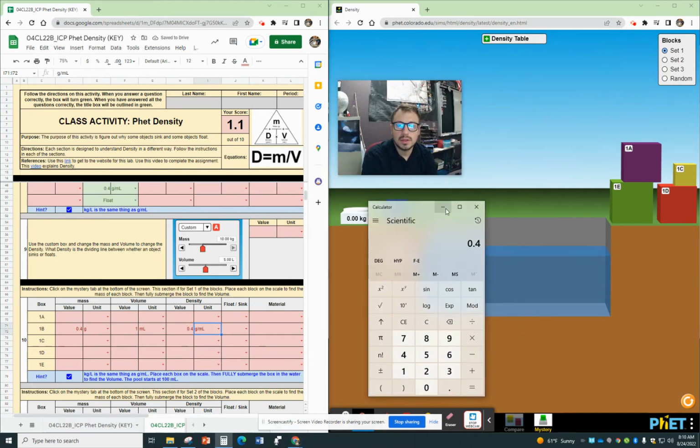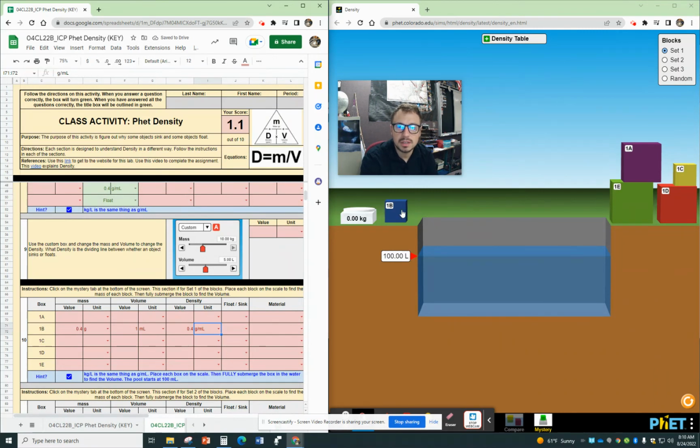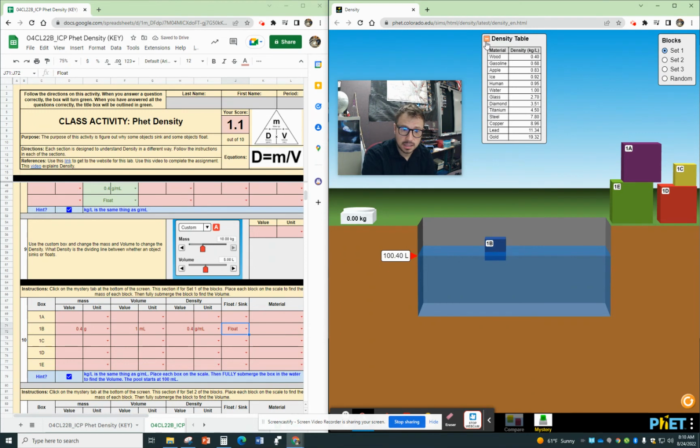Then you have to determine whether it floats or sinks. That one's fairly easy. You just throw them in there. So it's going to float. Now, the last one is we have to figure out what this box is made out of. If you come up here, there's a little density table. I know the density. It's 0.4 grams per milliliter. So I come up here and just need to find the one that's 0.4. Notice that it says wood. So I click wood.